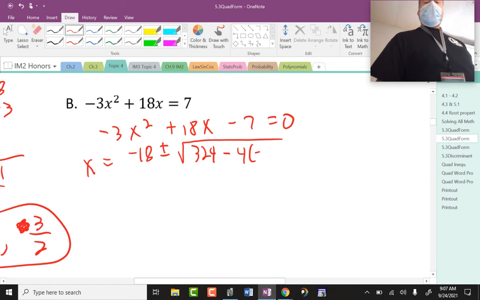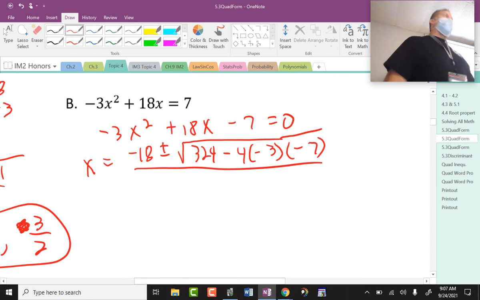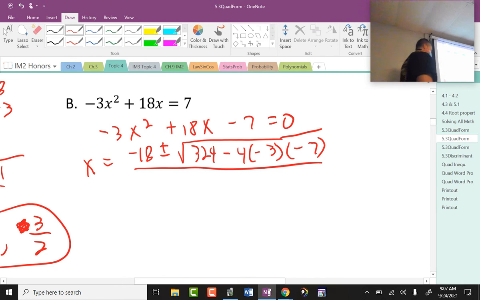Now, I'm not some math whiz. I don't have 18 squared memorized. I had to ask last hour, but I remember what they told me. So 18 squared is 324.